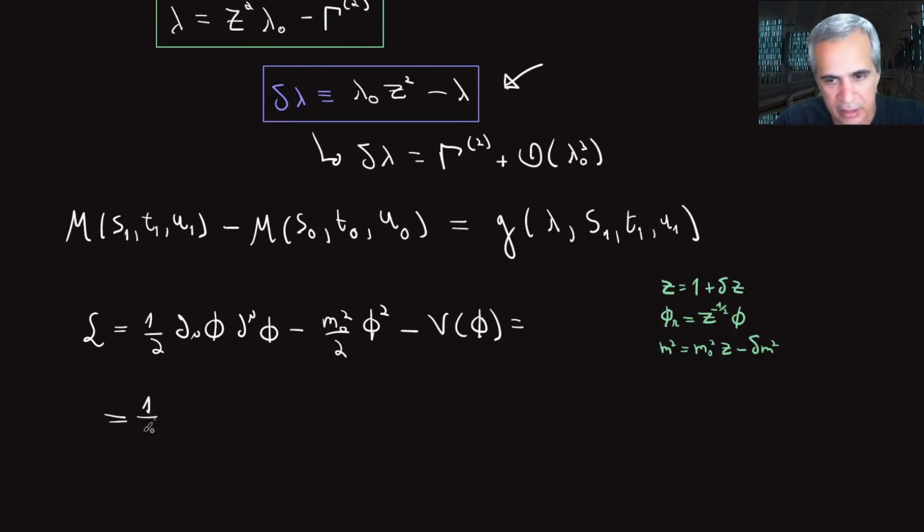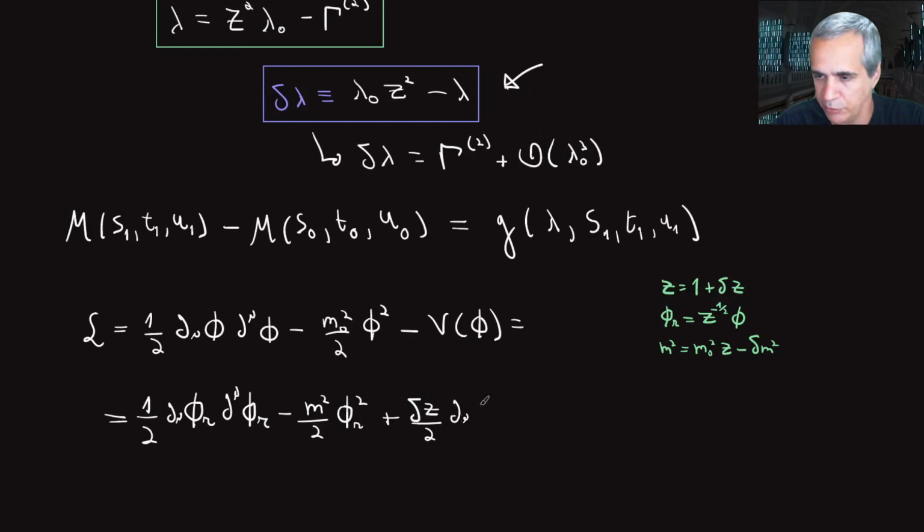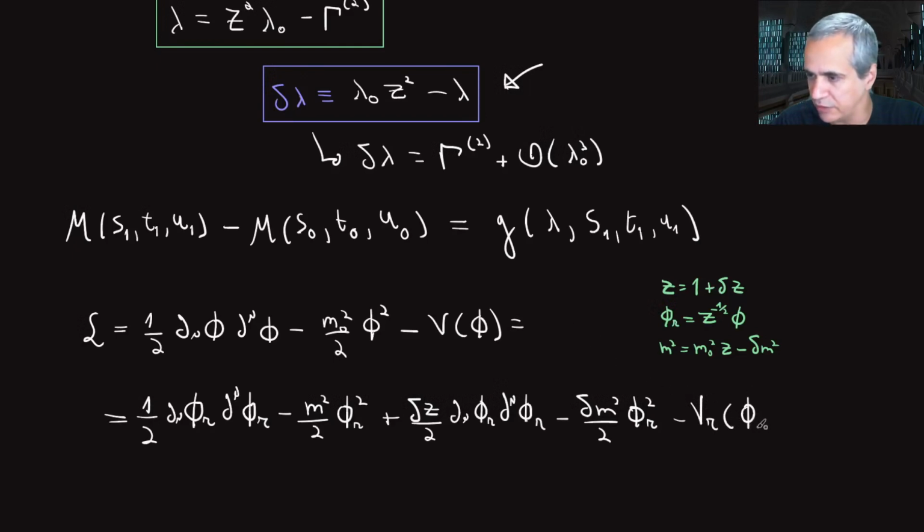This became half of del mu phi renormalized, del mu phi renormalized, minus physical mass squared phi renormalized squared, plus an interacting piece which was comprised of delta z over 2 del mu phi renormalized, del mu phi renormalized, minus delta m squared over 2 phi r squared, minus the renormalization of the interaction, right? The potential. And now this is the part I'm interested in. Before I just avoided discussing it. Now I can do it, right?